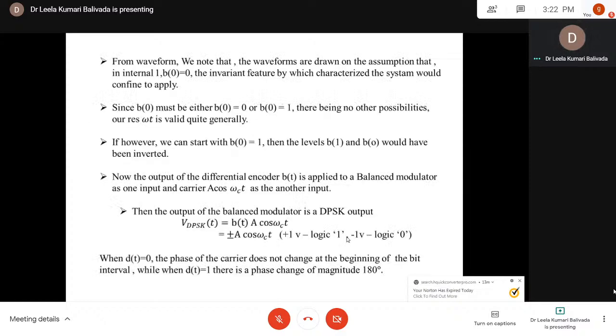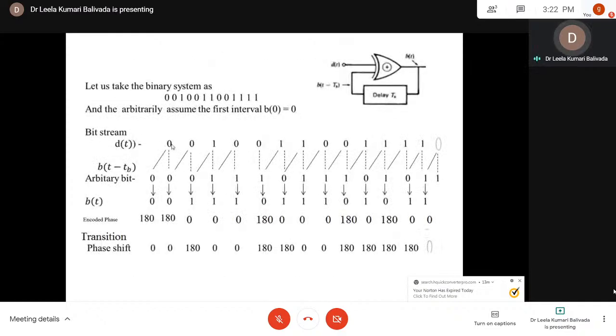We have seen that when d of t is equal to 0, B of t and B of (t minus Tb) are the same. There was no phase change, with both being plus 1 volt or both being minus 1 volt. So in this case, B of t multiplied by B of (t minus Tb) becomes 1. The product of B of t and B of (t minus Tb) is equal to 1.